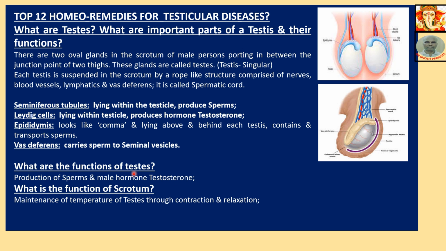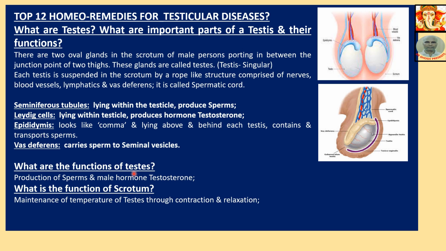So the first question, what are testes? Testes is a plural term. The singular term is testis. What are the important parts of a testis and their functions? There are two oval glands in the scrotum of male persons, lying between the junction point of the two thighs. These glands are called testis, singular.